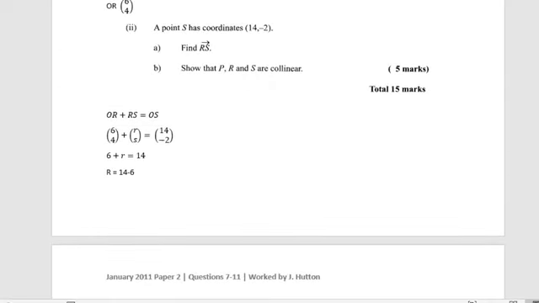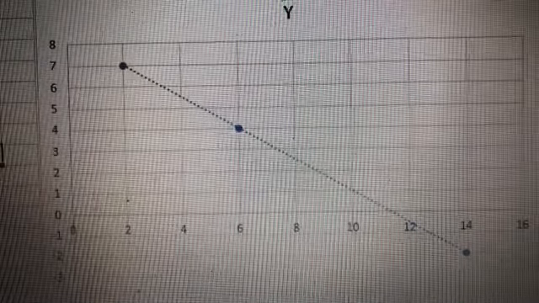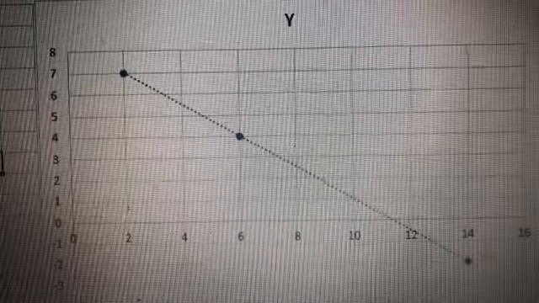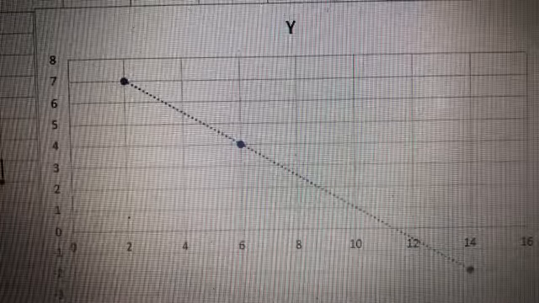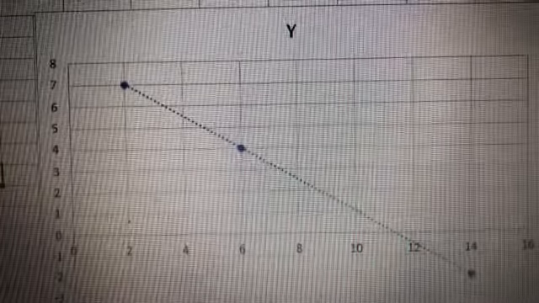So part B now says show that P, R, and S are collinear. And what collinear means is that 3 or more points are said to be collinear if they lie on the same line. So let us try and use a graph to show exactly what that will look like. The points that are given are P, R, and S, and they had told us P was 2 and 7. We had worked out R, which is 6 and 4, and they had given us S, which is 14 and -2. When that is plotted on our graph, this is the straight line that we will get.